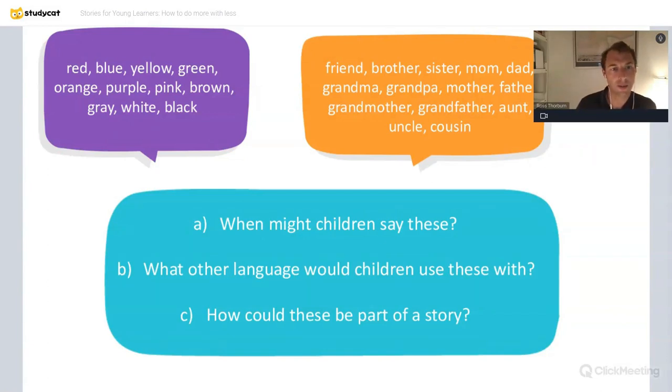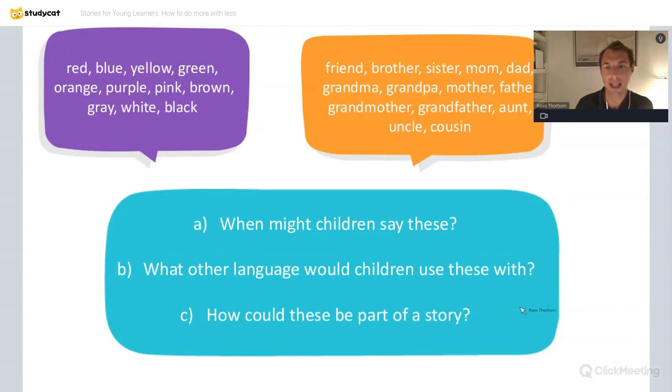And here's another question for you. What other language do you think children might use with these? So what kind of situation might children use something like red? Like what other language would go along with that?